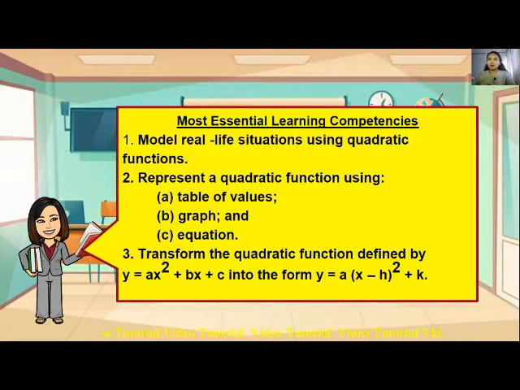So we have here our most essential learning competencies. First, model real-life situations using quadratic functions. Second, represent a quadratic function using the following: the table of values, graph, and an equation. Third, transform the quadratic function defined by y equals ax squared plus bx plus c into the form y equals a times the quantity of x minus h quantity squared plus k.